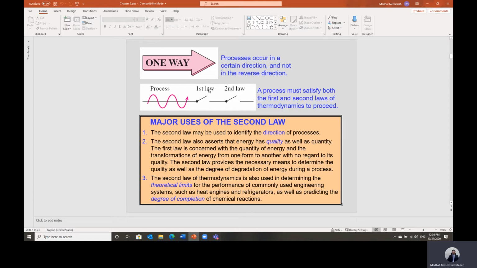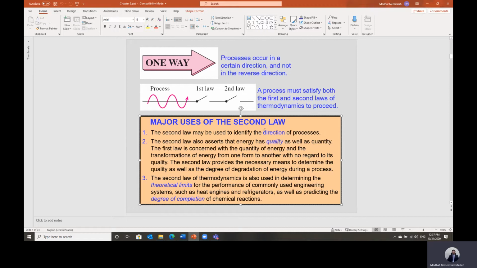The first law of thermodynamics deals with the quantity of energy. Any process should satisfy the first law: energy into the system minus energy out should equal the change of energy within the system itself. This is the energy balance based on the first law of thermodynamics. For the second law of thermodynamics, any process has a direction, and the second law deals with the quality of energy. Energy has quantity and it has quality. So if we have a system at high temperature, we say this system has a high quality of energy, so that this energy can be transferred to another system at low temperature, which is a low quality of energy in this case.